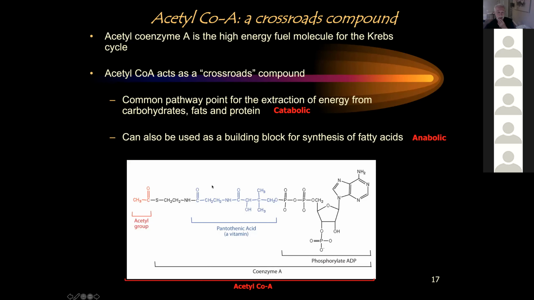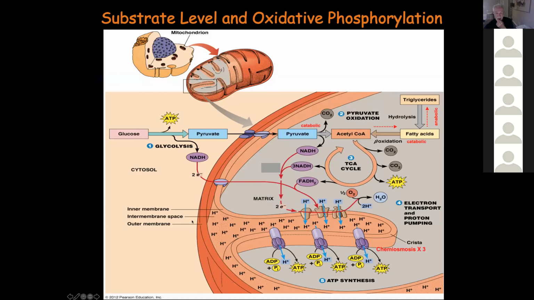And in that sense, it's catabolic. So these pathways are catabolic. They're tearing molecules apart and releasing energy. Acetyl-CoA can also be a building block for fats. So if it's used in that way, it's anabolic. It requires energy to go from individual molecules to polymers.